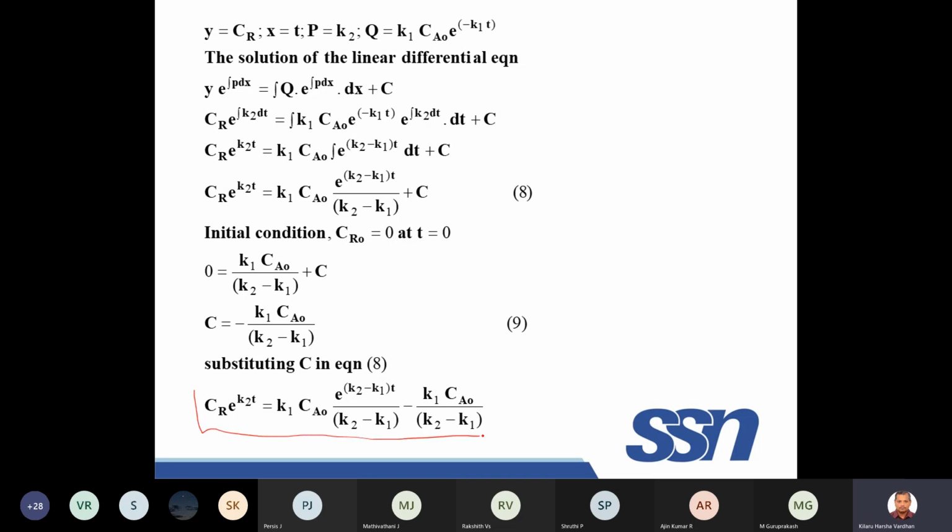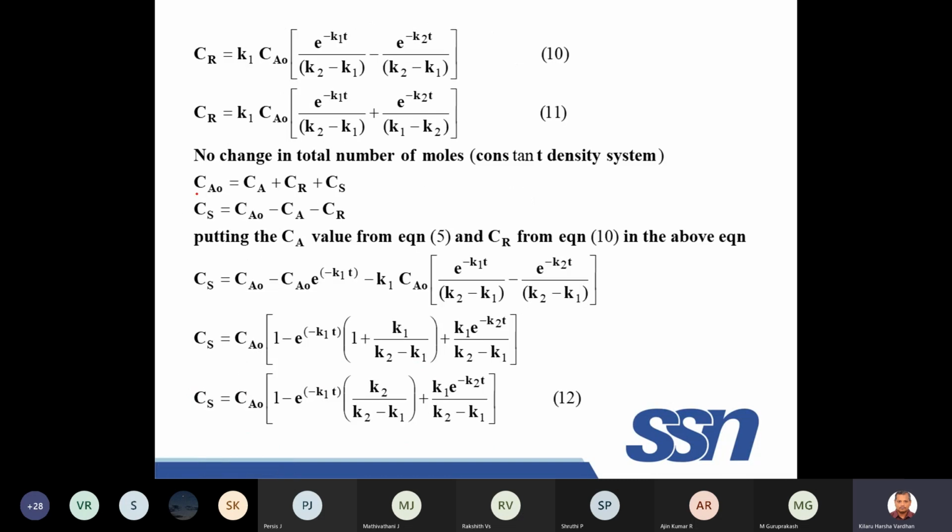CR is this much. I'm not going through this again, because we already derived it in the last class. So you take CA naught common outside and then write it. This will be your final expression. CR is this huge one you get.